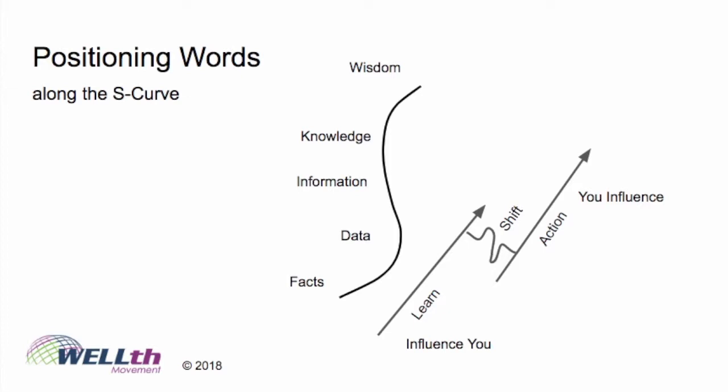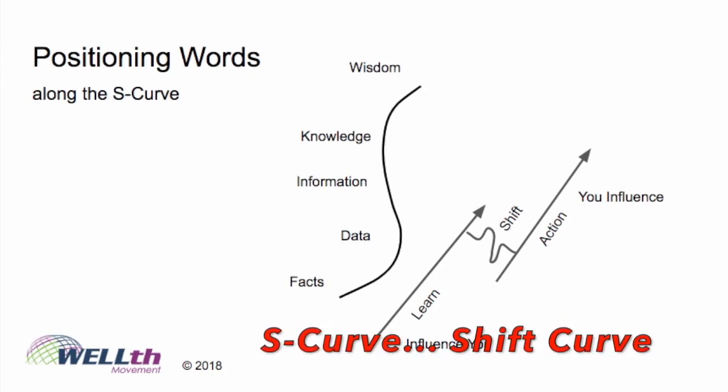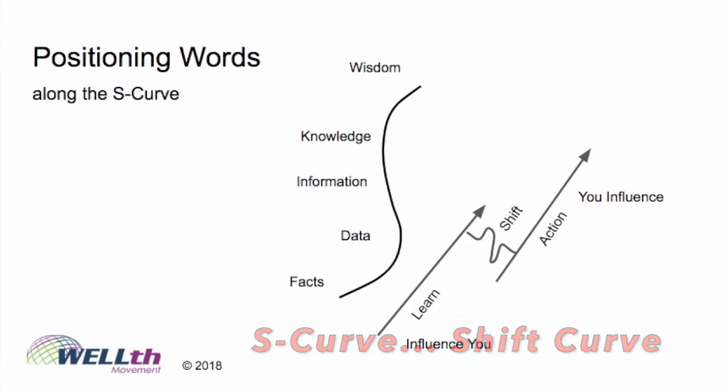So when you think about facts, data, and information, that is about learning, who influences you. Then there's going to be a shift that takes place, and that shift can be small or large, depending on how you move information to knowledge to wisdom, because that's the action that you're going to take, and that's about where you influence others. So this S-curve in facts, data, information, knowledge, and wisdom is just a way to explain learning and action and the shift that takes place.